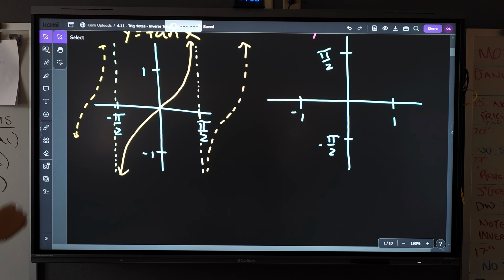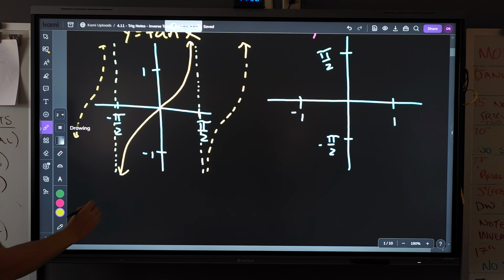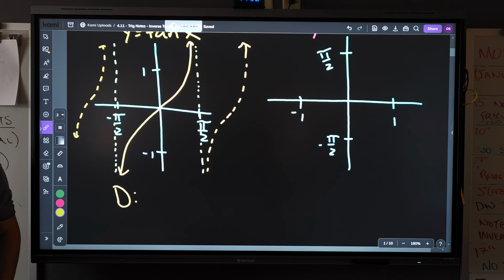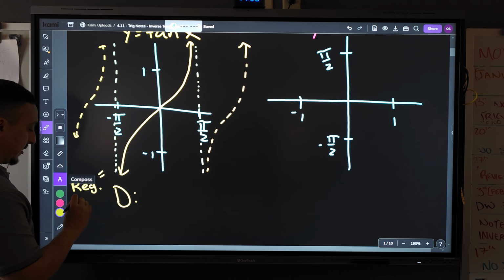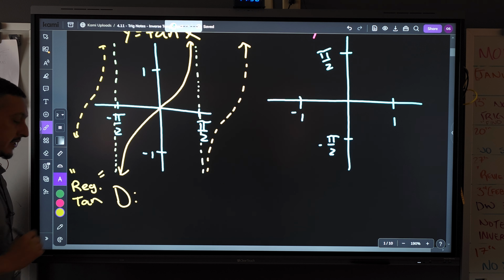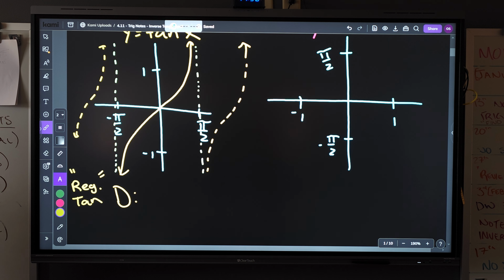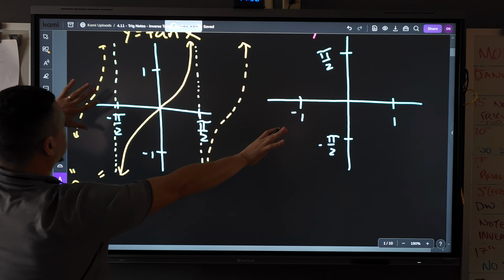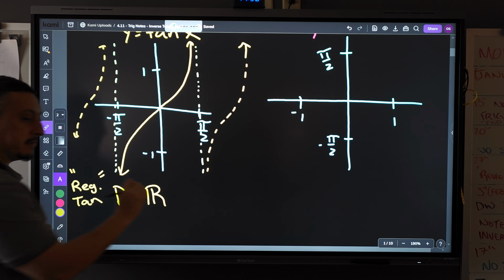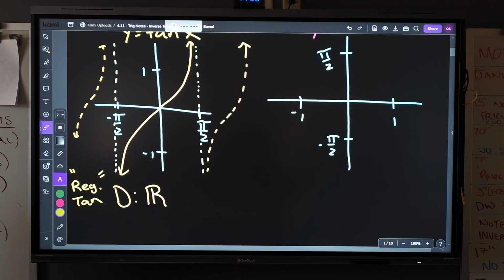Okay, so now I want to clarify something in regards to domain and range. First I want to do the domain to regular tangent, because in a little bit we're going to trim it. This is just like regular tangent, if you plug in tangent equals x. So the domain of this will go forever to the right, forever to the left, so it will be all real numbers.